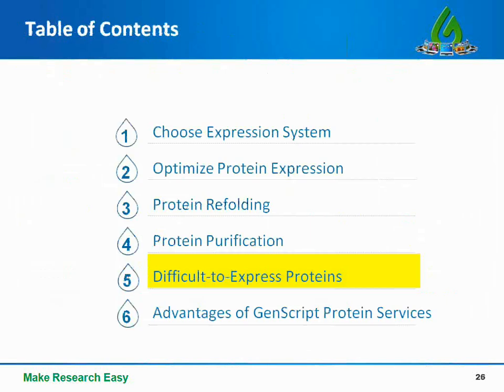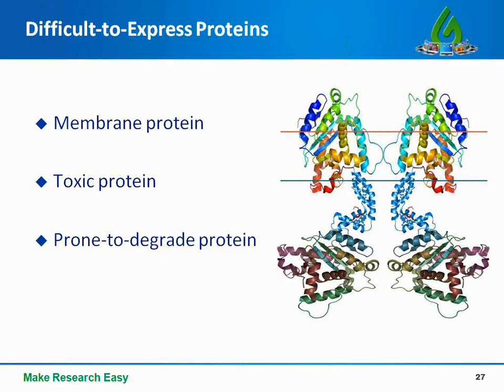So far, we have gone through those major steps in the recombinant protein expression and purification process. As I mentioned earlier in the talk, there are some proteins that are more challenging than the others on expression and purification due to their intrinsic features. Those difficult to express proteins include membrane protein, toxic protein, and prone to degrade protein, etc. I will walk you through the expression strategies on those difficult to express proteins one by one with some case studies in the next few slides.